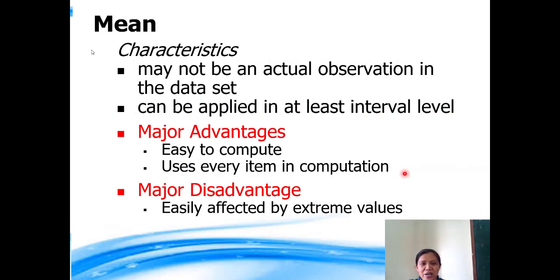The characteristics of the mean: there may not be an actual observation in the data set. It means that not all the time is the mean found in the data set, and it can be applied in at least interval level. The major advantages of the mean are that it is easy to compute and uses every item in computation.